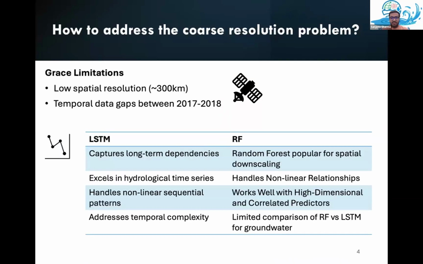For this, there are different models available like the LSTM, random forest, and so on. But in this study, we use two models, the LSTM, long short-term memory, and the random forest. Long short-term memory is used for hydrological time series and non-linear sequential patterns, and also for temporal complexity. While the random forest is very popular for spatial downscaling, non-linear relationships, and for high dimensional and highly correlated predictors, and there is limited use of random forest for groundwater.